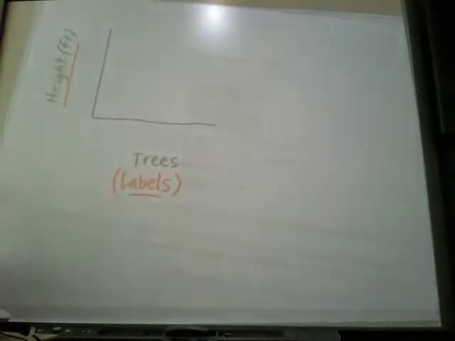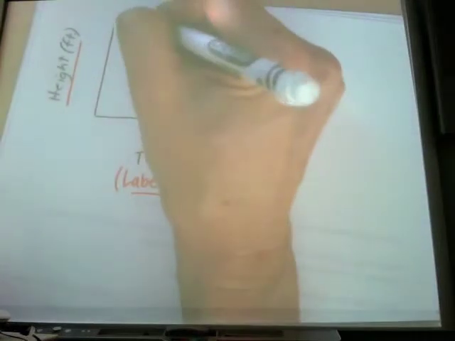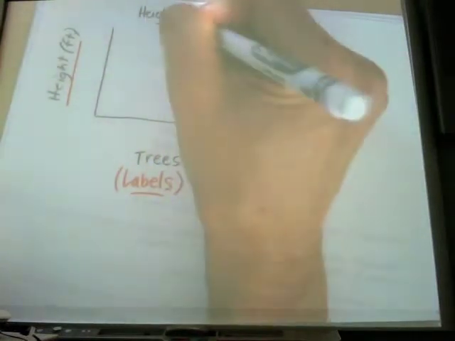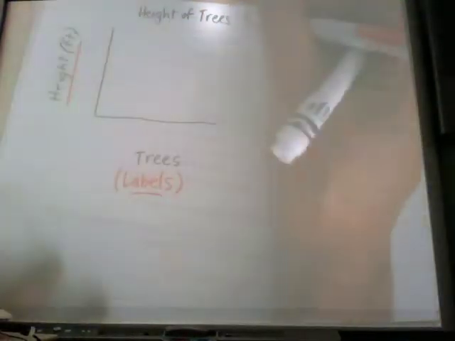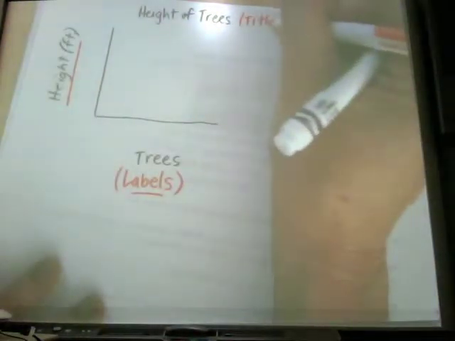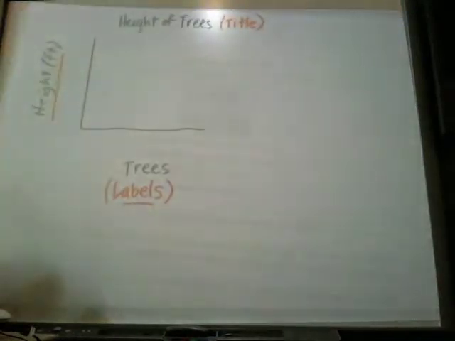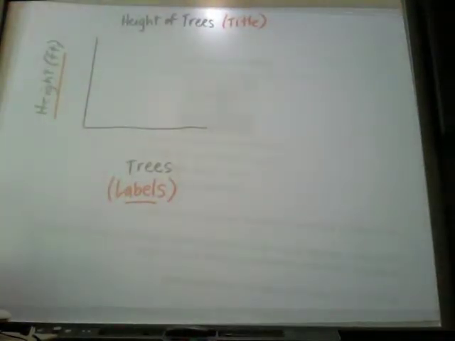You should also have a title. Height of trees or something. In some cases, the title will be given to you in the little chart. In some cases, you might need to just make up a title that matches the information. So you need to put your labels on it.